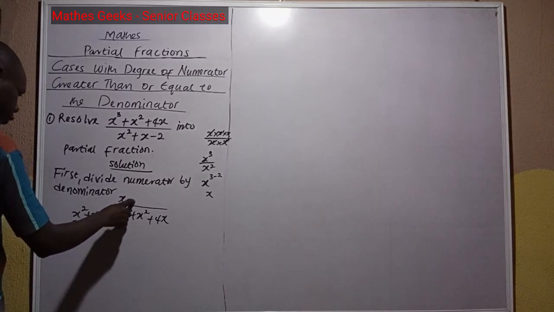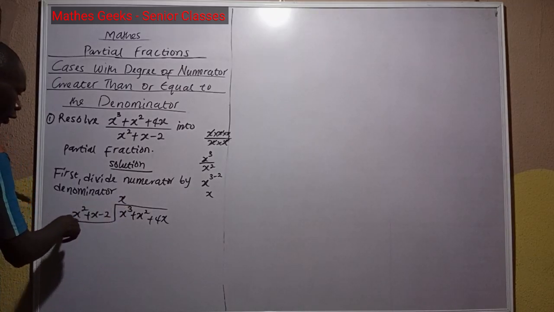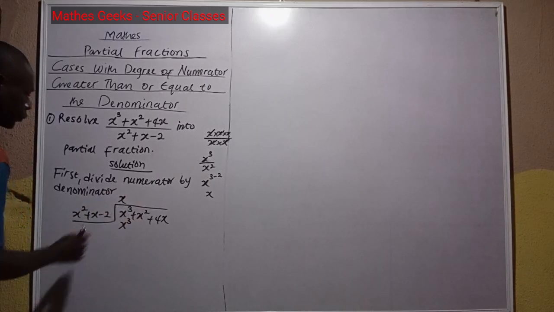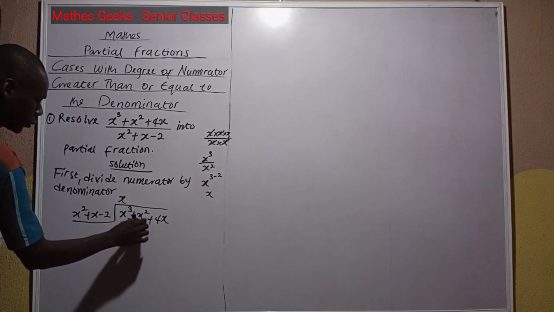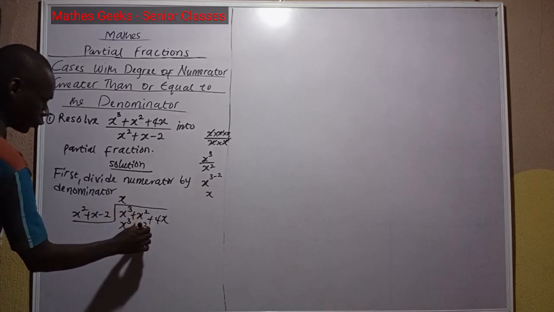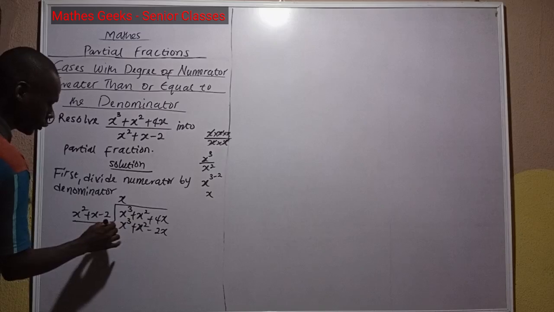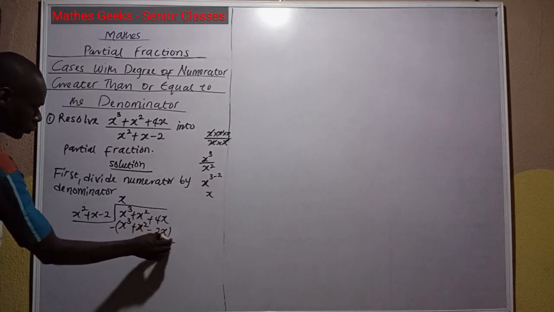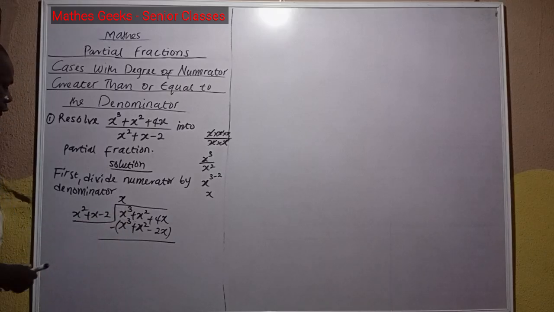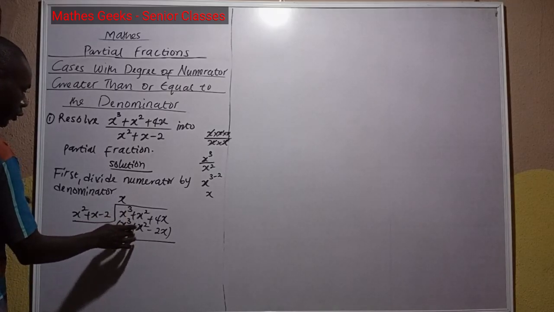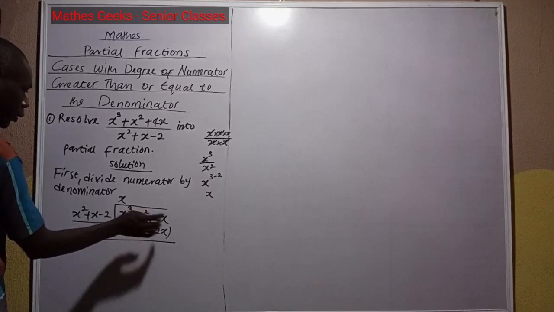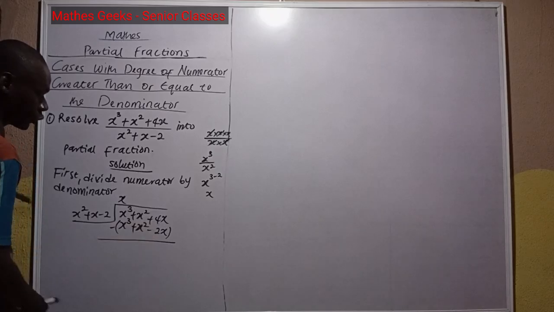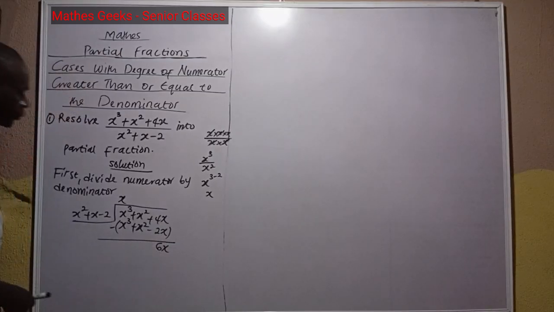Now that we've gotten x as a result, this x multiplies everything here. So x times x squared will give you x raised to the power 3. X times plus x will give us plus x squared. X times minus 2 will give us minus 2x. So when you subtract, x to the power 3 minus x to the power 3 will give 0. Here will be minus, so this will cancel to give us 0. Now minus times minus will make it plus. So 4x plus 2x will give us 6x.